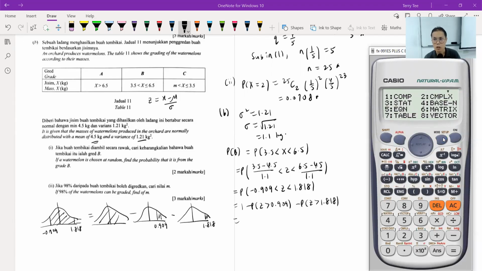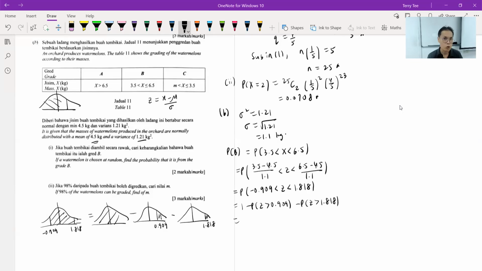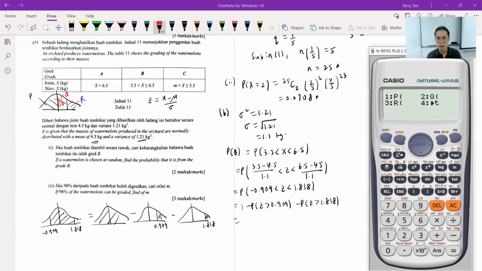So you press mode, you go to 3 for stats, right? You press AC. So here we press Shift 1. Remember your calculator, you have to find 5 for distribution. Your calculator reads R as the upper tail. Like most calculators, they read P as the lower tail, R as the upper tail, and Q as the middle. So if you want to use upper tail, like I want to use P(Z more than 0.9), I have to press 3 for R.